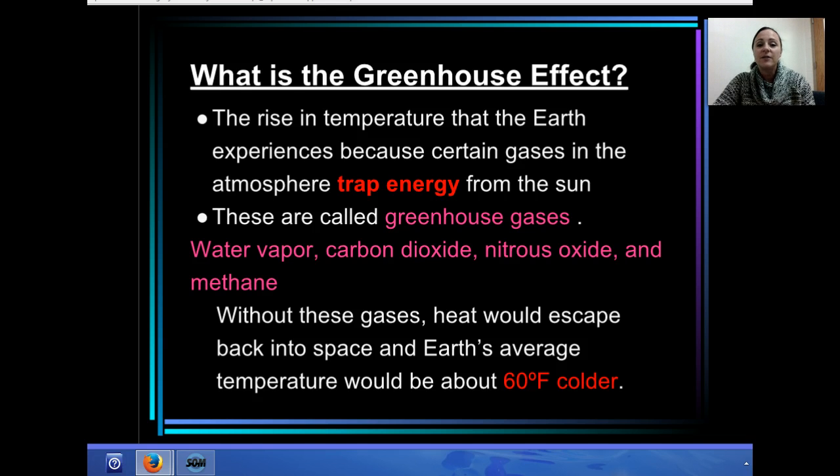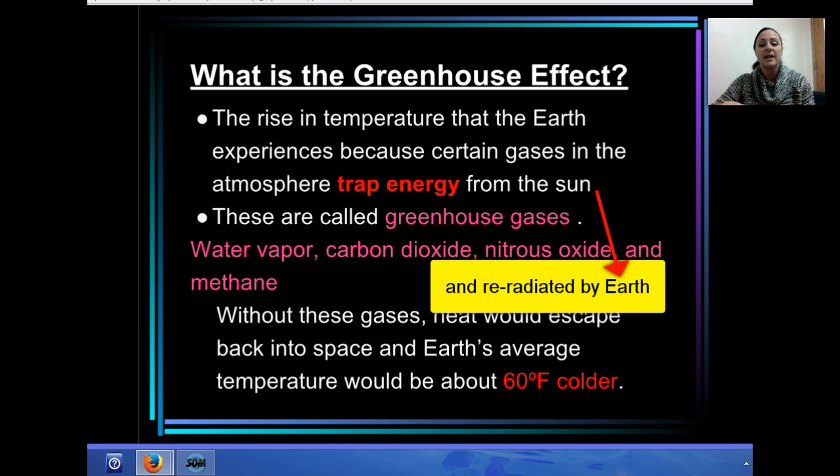Well, the greenhouse effect is a rise in temperature that the Earth experiences because certain gases in our atmosphere trap the energy that's given from the sun. And it also traps the energy that's re-radiated from the Earth as well. Now, these gases in our atmosphere are water vapor, carbon dioxide, nitrous oxide, and methane. These are called greenhouse gases.